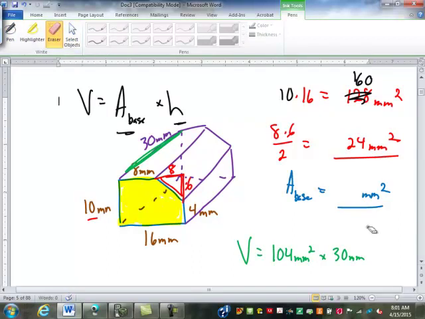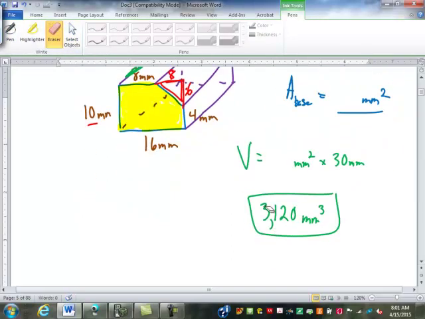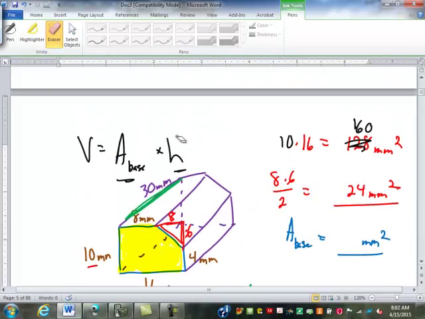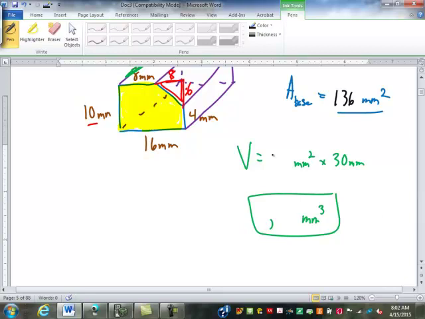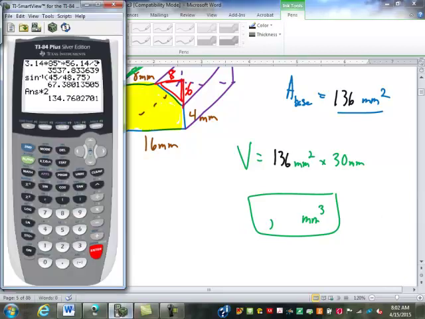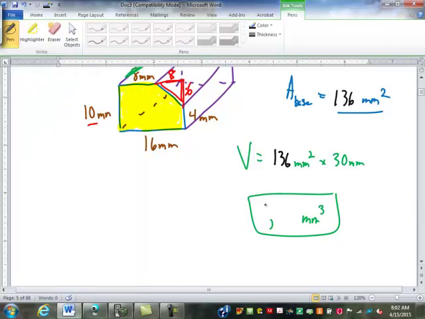Well, 24 is right. Apparently it's not my day to calculate in my head, or write down numbers from one spot to the next. So anyway, 10 times 16 makes that 160, minus 24 makes this 136. John gets his gold star for the day. So this is 136 times 30, 4,080 cubic millimeters. Make more sense? Anyway, the major point is that's the reason why I defined volume as area of a base times the height.